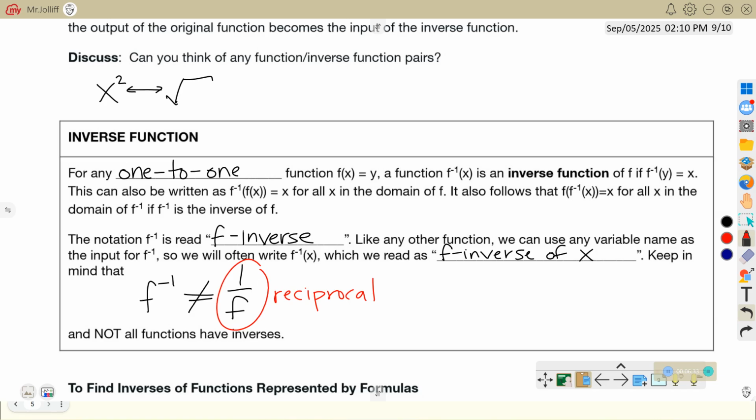You had a question, Gerardo? Reciprocals cancel each other out when you multiply them, not when you use the output of one function as the input for another. Right, but only through multiplication. Yeah.